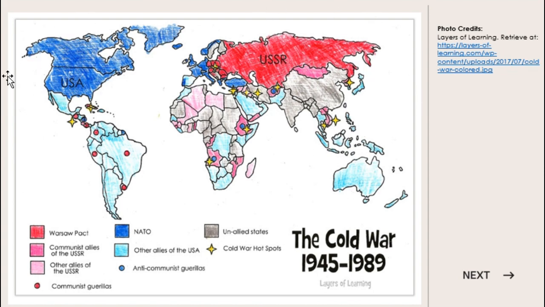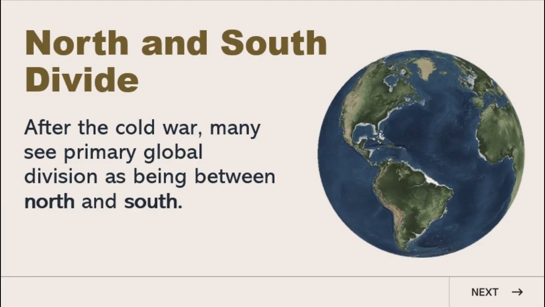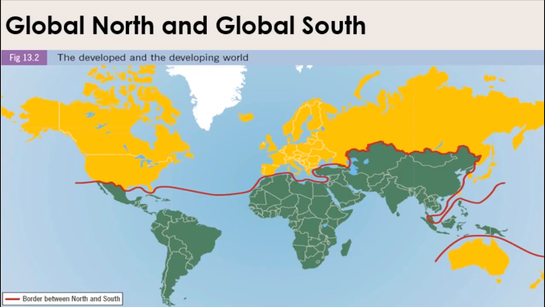So nasa northern part ng mundo. While the rest, yung accessories lang doon sa Cold War are on the later part. So determined that the primary global divisions are between North and South. And yes, we can really see that this division is fitting.